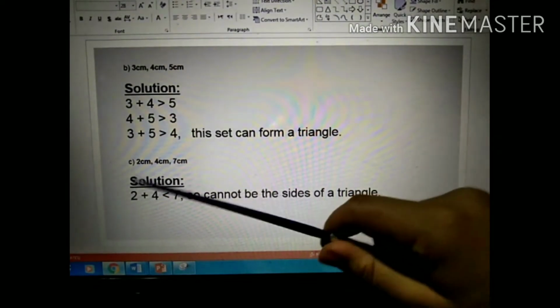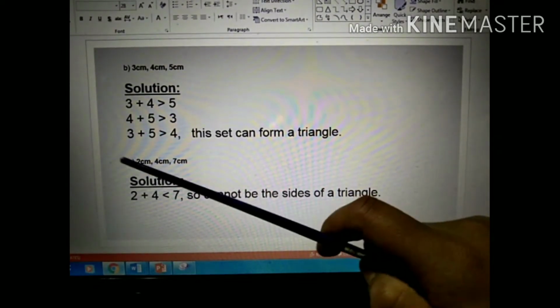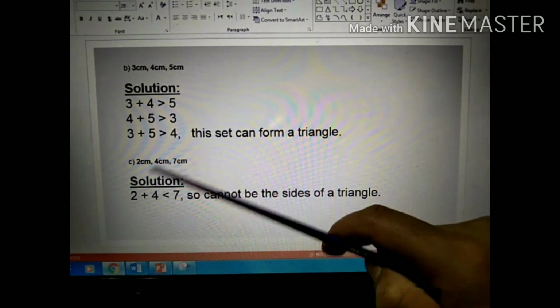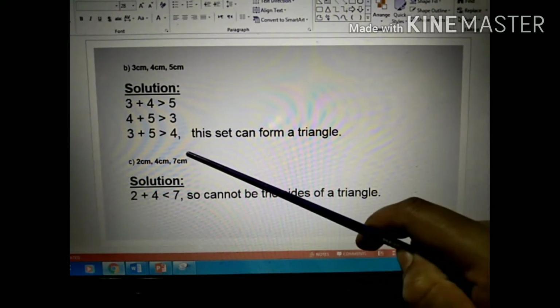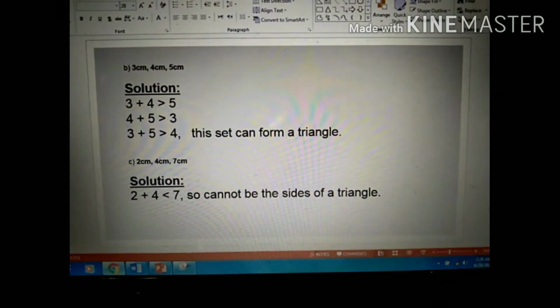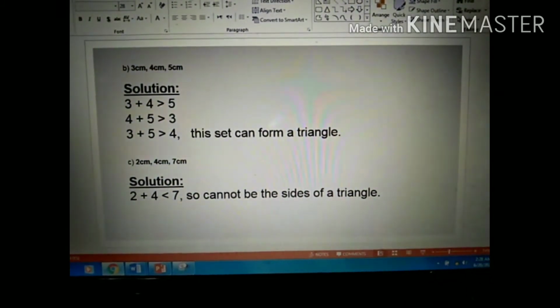Third set of sides: 2, 4 and 7 centimeter. So let's start. 2 plus 4 is 6, and 6 is less than the third side. So these cannot be the sides of a triangle.